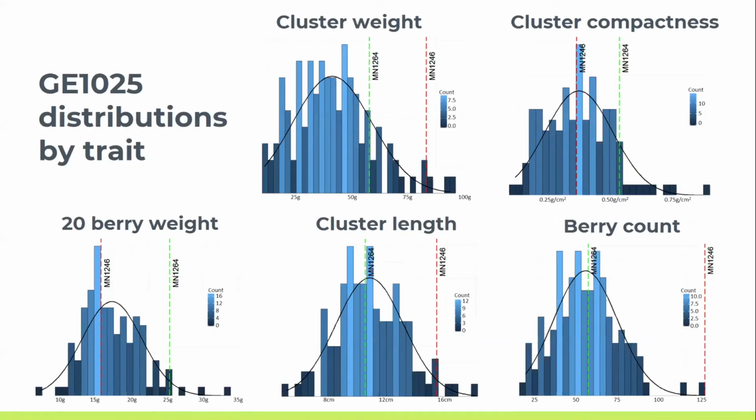This is just looking at some of the histograms for the traits that I found. You can see here that it is a segregating population. You'll see the parents noted in those red and green dotted lines. The way that this population is falling is quite normal. It's segregating for traits of interest that are most likely contributing to cluster compactness.